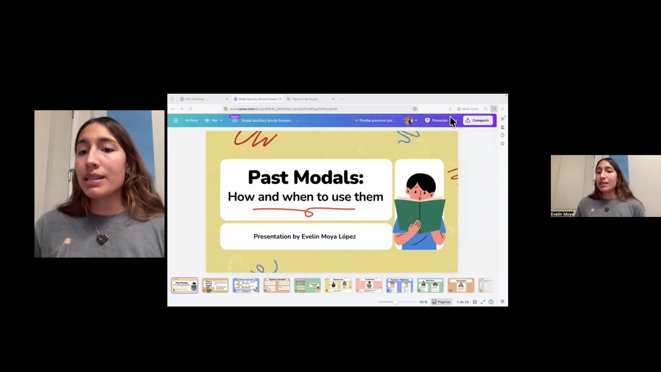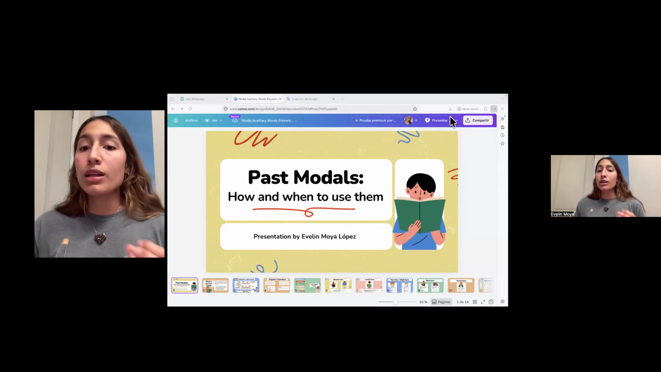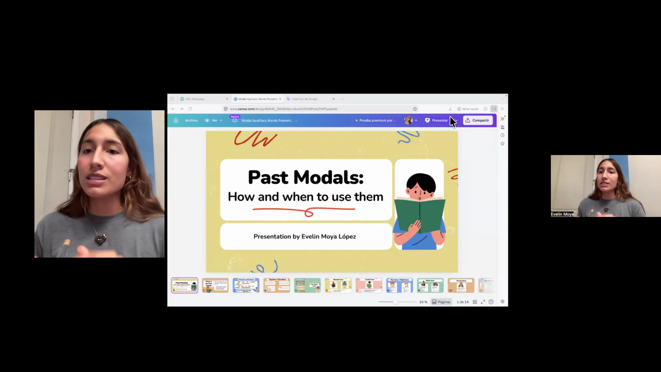We'll learn about grammatical structure and how and when we can use it, and we'll explore all of these examples.